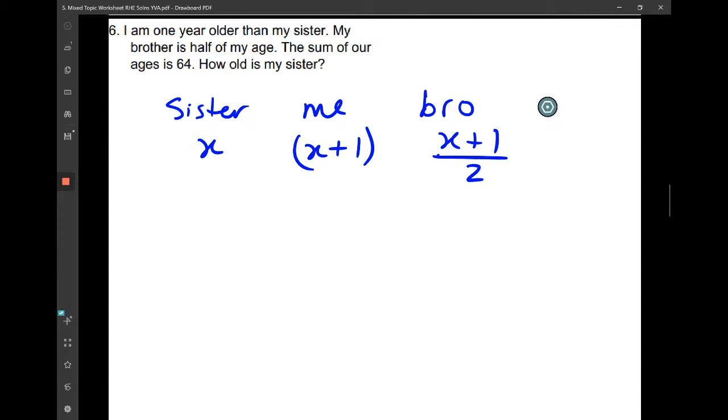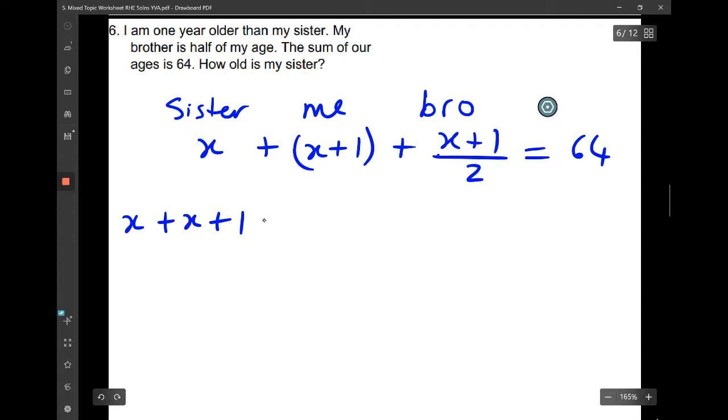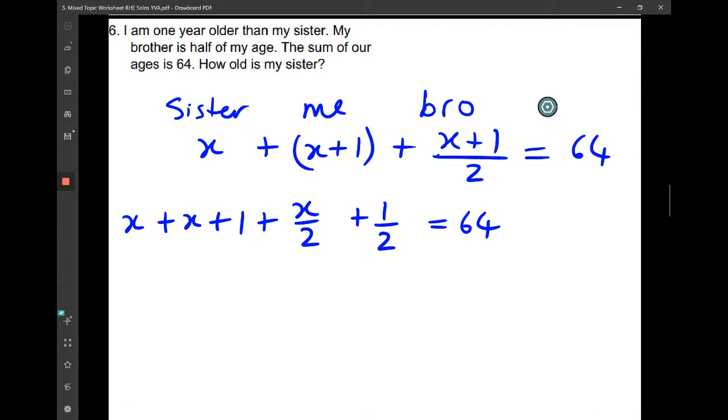The sum of our ages is 64. How old is my sister? Well, we need to find the value of X. Now, the sum means we add them together and we get 64. So let's work this all out. So I get X plus X plus 1 plus, now I can split this into two different fractions. It's X over 2 plus 1 over 2 equals 64. Now I can simplify by adding up the x terms, so 1x plus 1x plus half x.